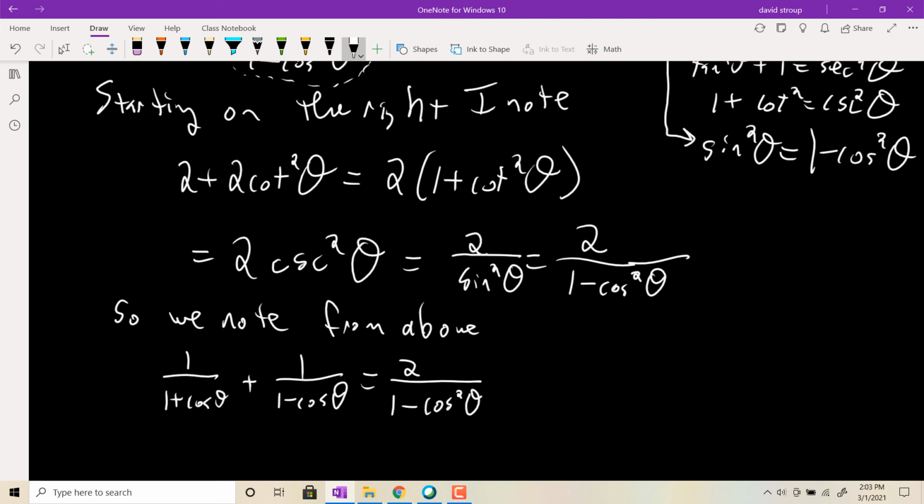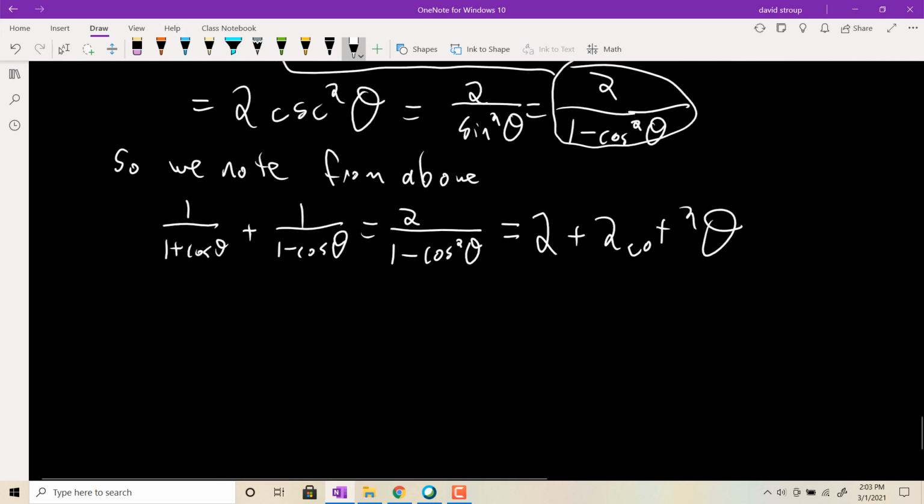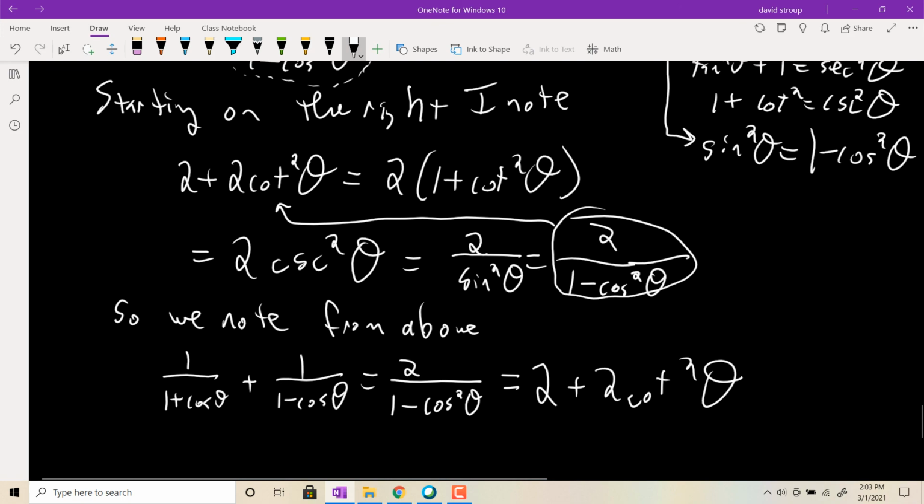And then from the second part where I started on the right, I can say that that part is then equal to 2 all over... I've connected the channel, right? So eventually, if you just go in reverse, you get back to 2 plus 2 cotangent squared theta, which is what I wanted to show. I wanted to start on the left and then go to the right. You could write it all out, but why bother?